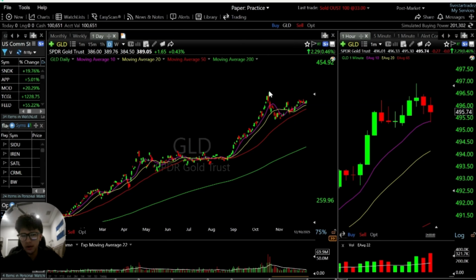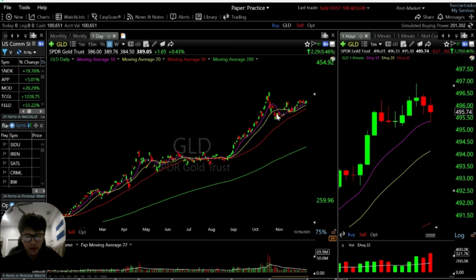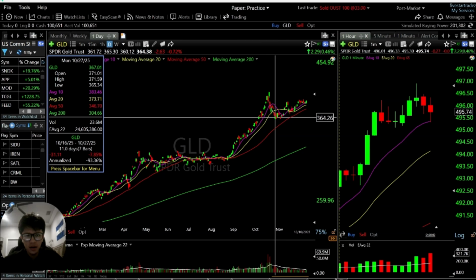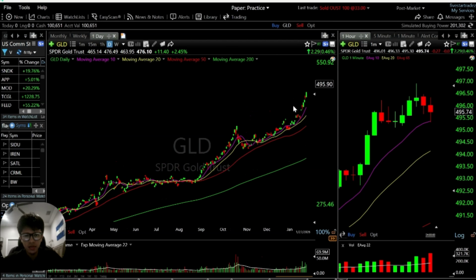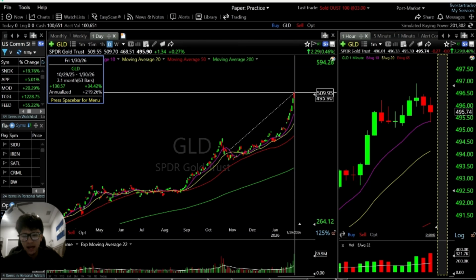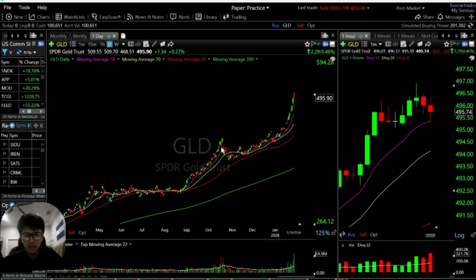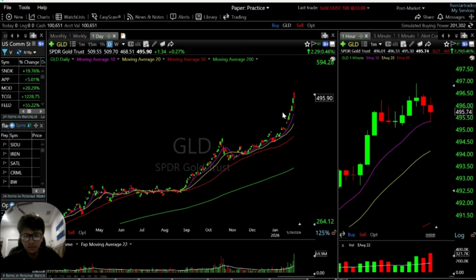From December 2024 to September 20th, 2025. Then it pulls back right here and it comes back down to the moving averages, which is the 10 and the 20. And then after that, it just kind of started going sideways a little bit and then started picking up momentum again. We can see the momentum from last September to the 29th of January, 2026.